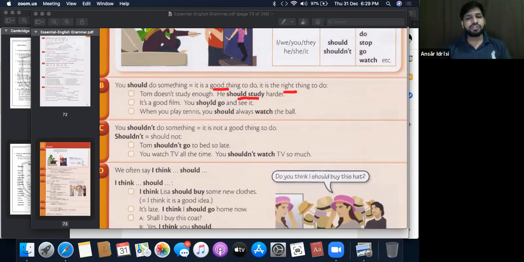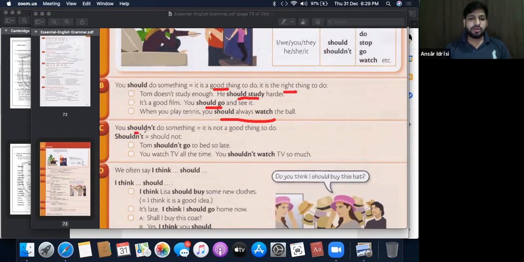It's a good film, you should go and see it. वो अच्छी फिल्म है, आपको देखना चाहिए एक बार. वो एक अच्छी फिल्म है, आपको देखना चाहिए. Next, when you play tennis you should always watch the ball. जब आप टेनिस खेलते हैं तो बॉल को देखो, वहां पे लड़की को देखो मत, वरना तो बॉल आएगा मुंह पे.